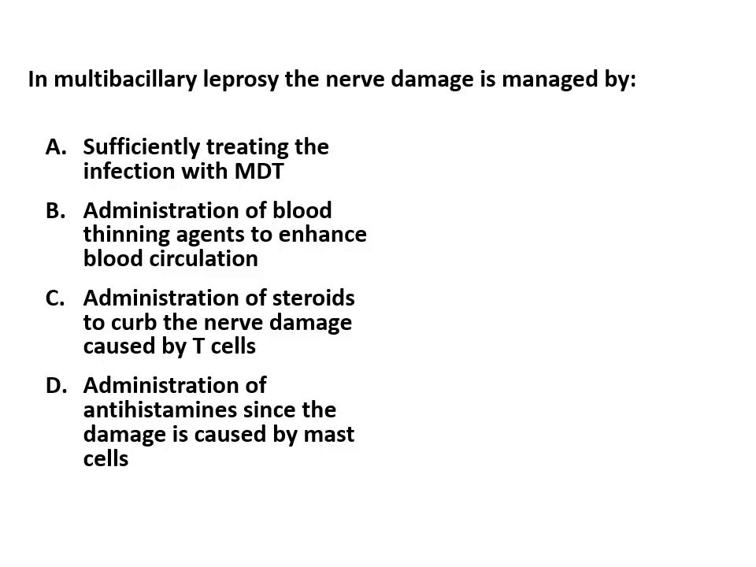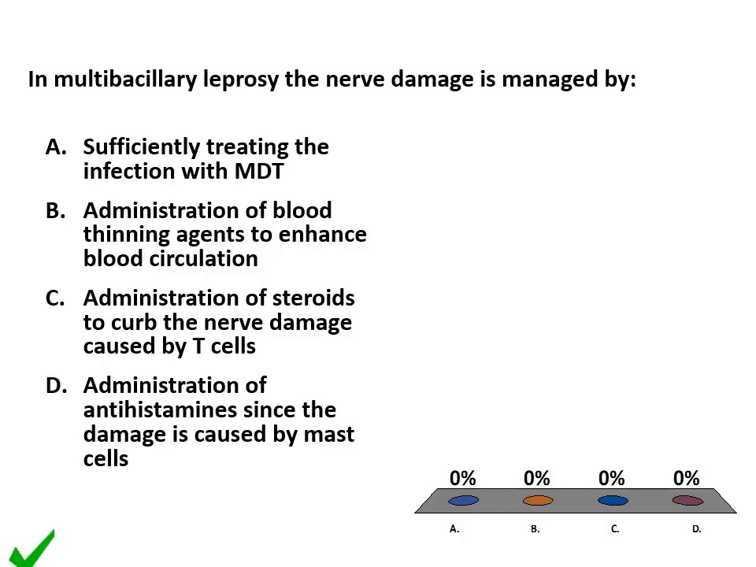All right, if you've answered C, then you've answered correctly. That's because with this disease, the nerve damage is caused by T cells, caused by cell-mediated responses, similar to what we saw with tuberculosis. And so if you administer steroids, you might be able to curb this damage.